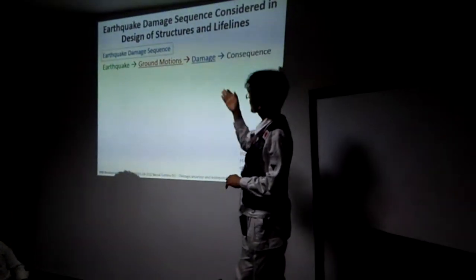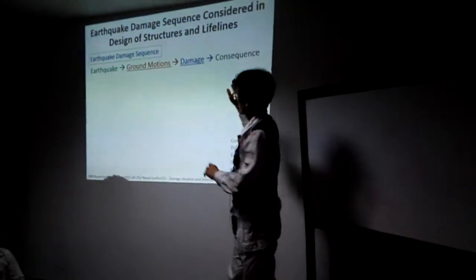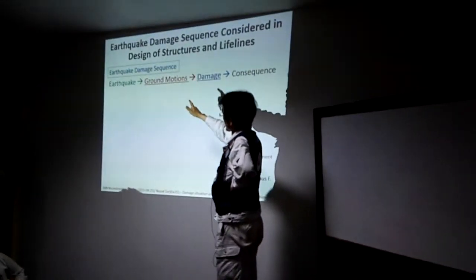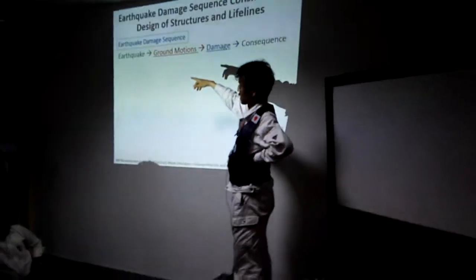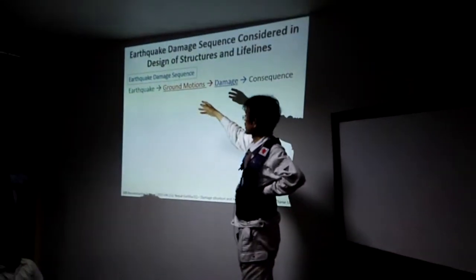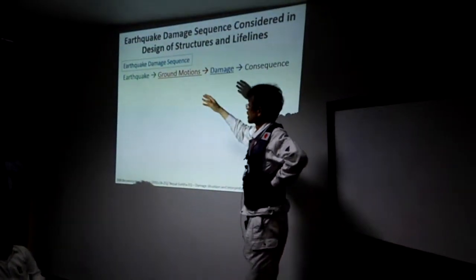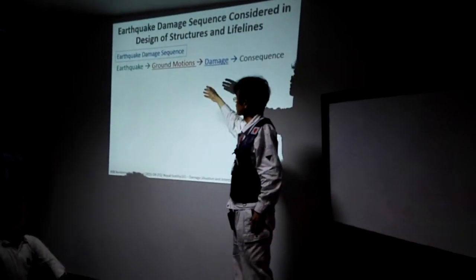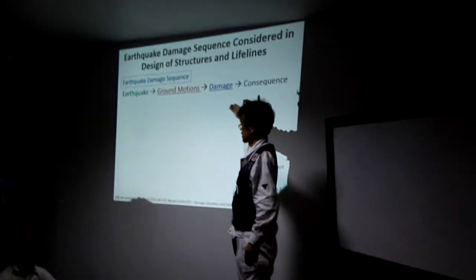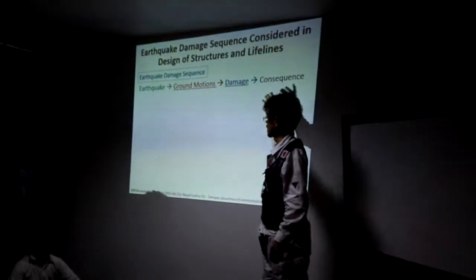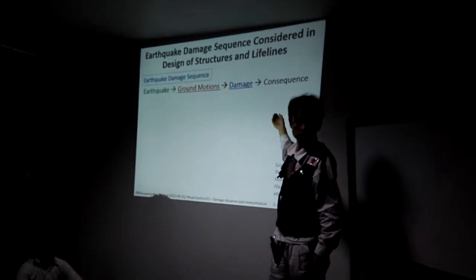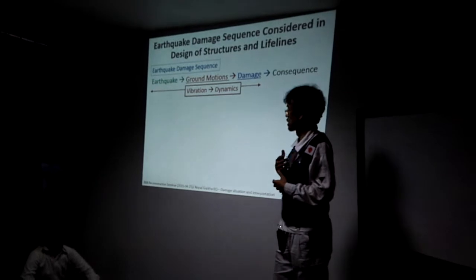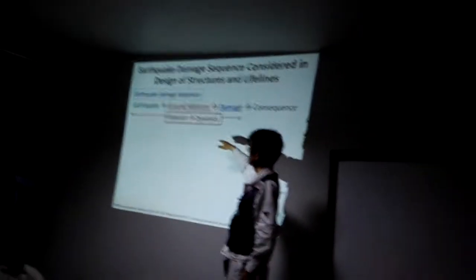So, the earthquake damage sequence is shown schematically like this. Earthquake does not directly produce earthquake damage. Earthquake produces ground motions, and ground motion produces damage. Damage produces consequence. Consequence means this kind of complicated situation or threatened psychic situation. Next.